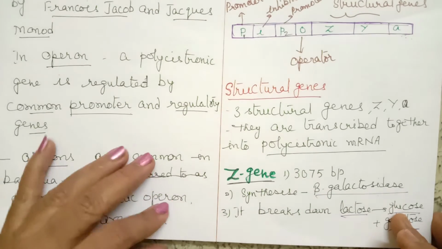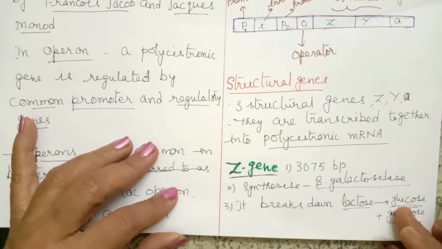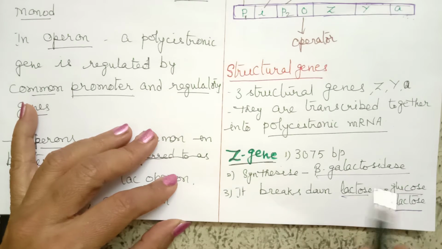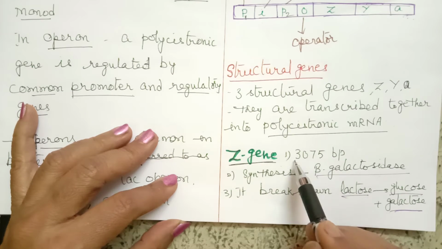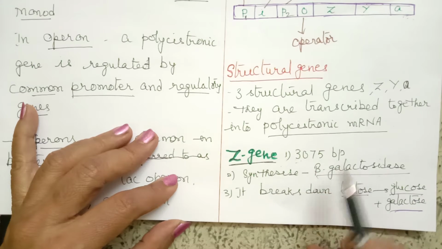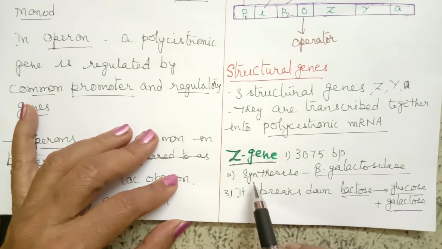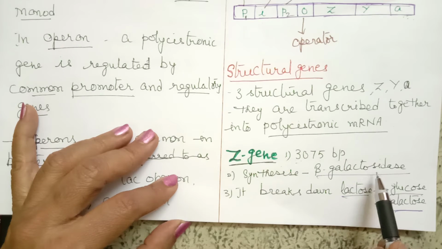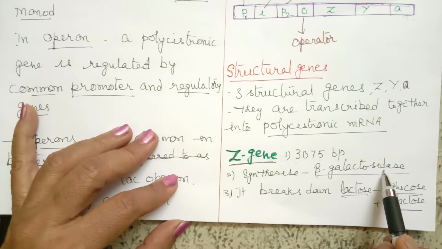First let us see the Z gene. The Z gene has a length of 3075 base pairs. What is its function? It synthesizes the enzyme called beta-galactosidase.